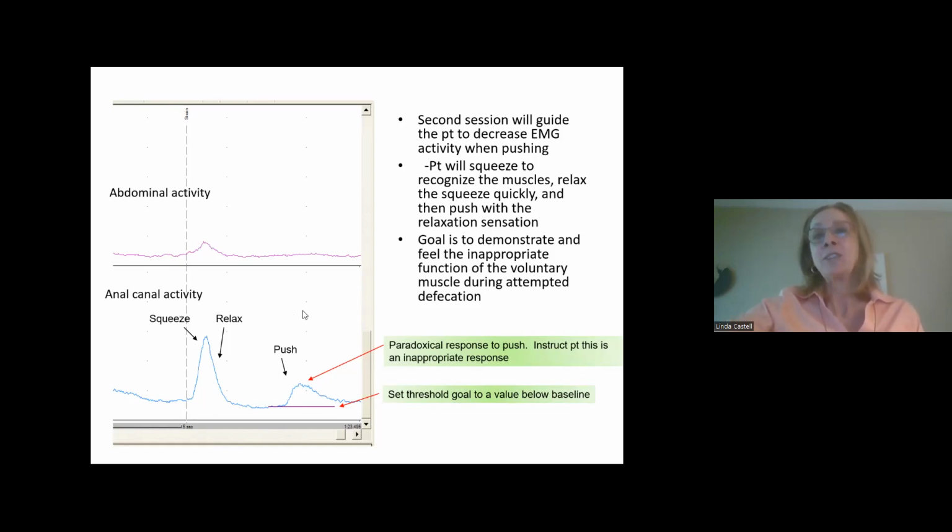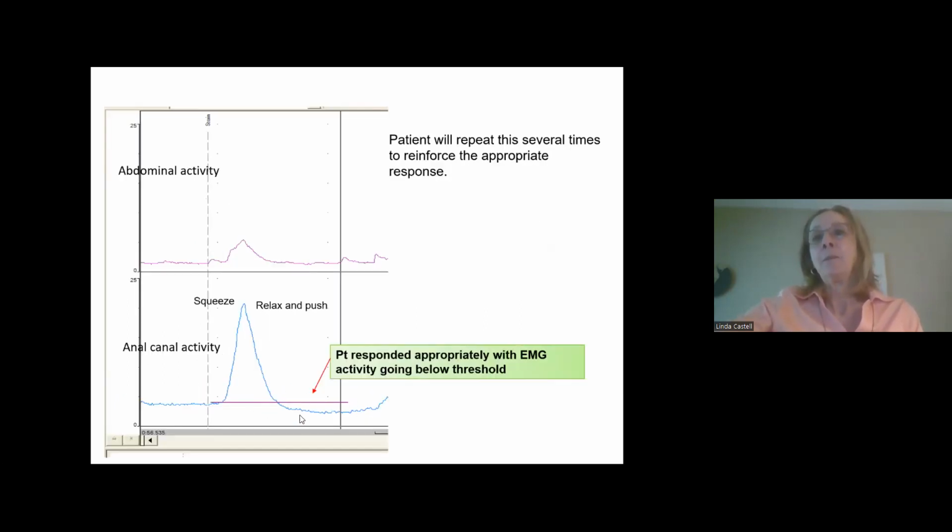It's like 25 milliamps. If they start pushing and it goes down to 10 milliamps, that's an improvement. So tell your patient, that's better. That's so much better. But let's try to get a little bit lower, and hopefully we can get the activity to drop below baseline. Have them repeat this appropriate maneuver several times, about 5 times.